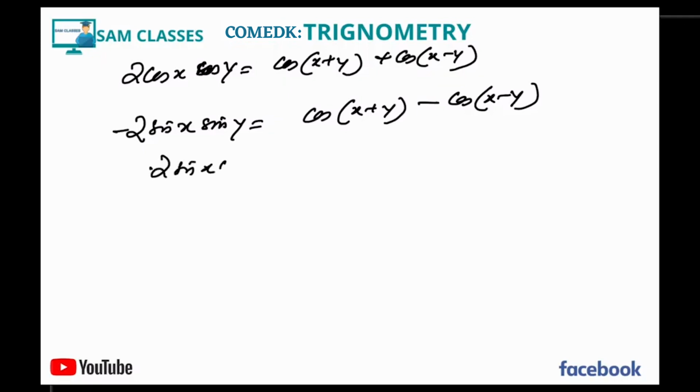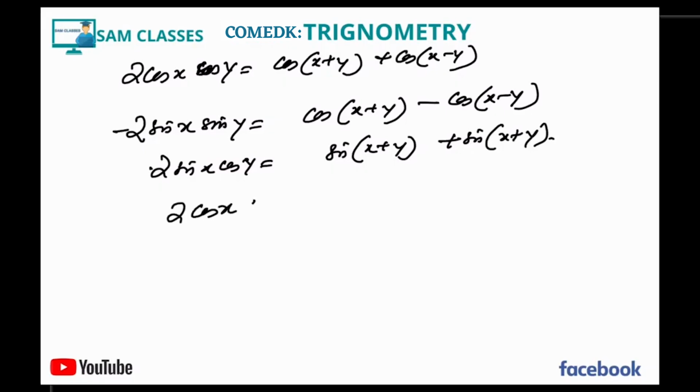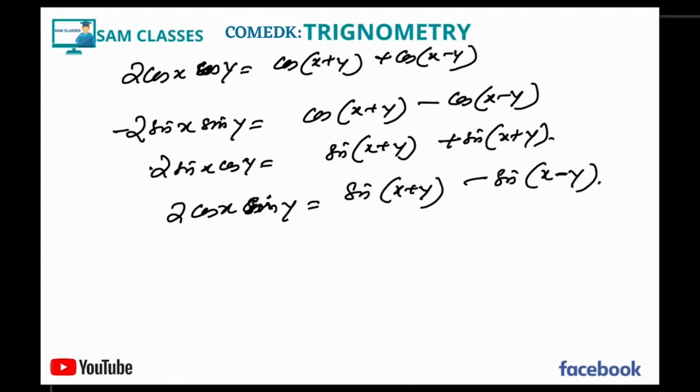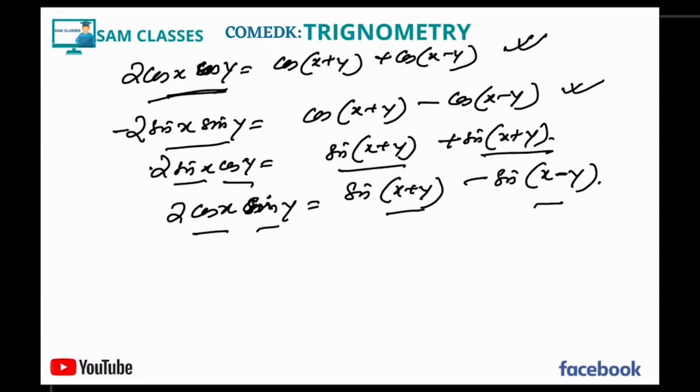Next third formula, 2 sin x cos y. So that is equal to sin of x plus y plus sin of x minus y. Next we have 2 cos x sin y. Okay. So what we have is sin of x plus y minus sin of x minus y. Okay. So what do we see? Whenever we have sine cos mixed, so it comes both sine. Okay. Now whenever we have both cos or both sine, then what will happen? We will get cos in both the cases.